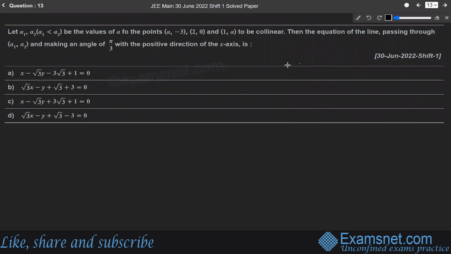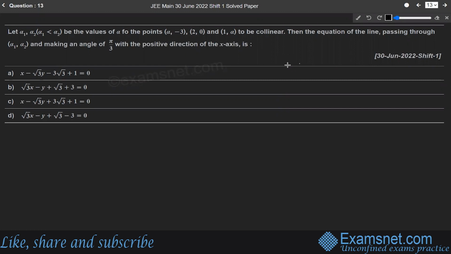All right. Next question is: let alpha 1 and alpha 2 such that alpha 1 is less than alpha 2 be the values of alpha for the points alpha comma minus 3, 2 comma 0 and 1 comma alpha to be collinear. Then the equation of the line passing through alpha 1 comma alpha 2 and making an angle of pi by 3 with the positive direction of the x-axis is.